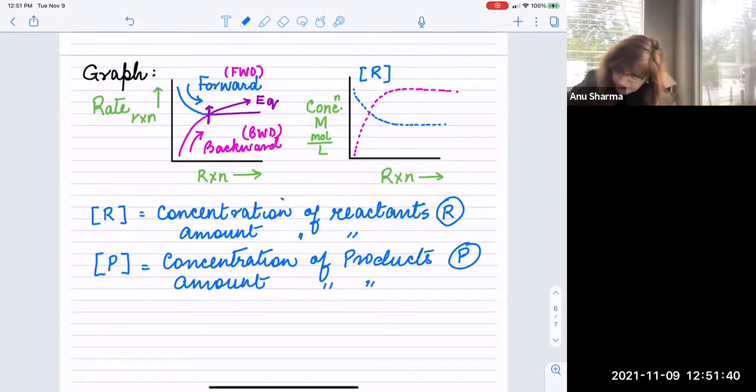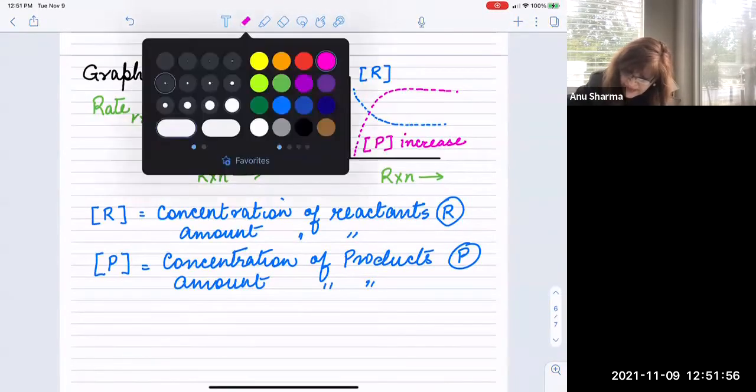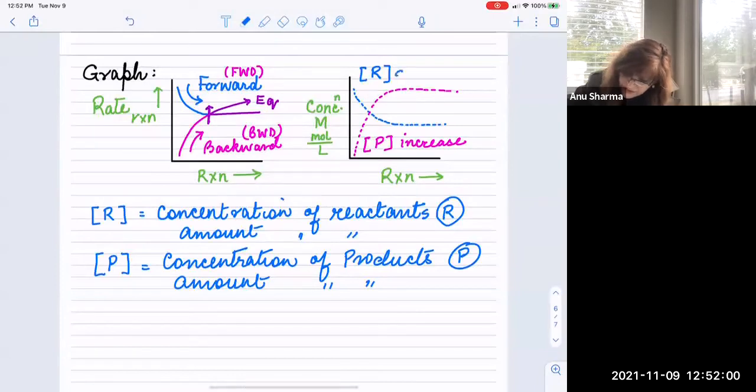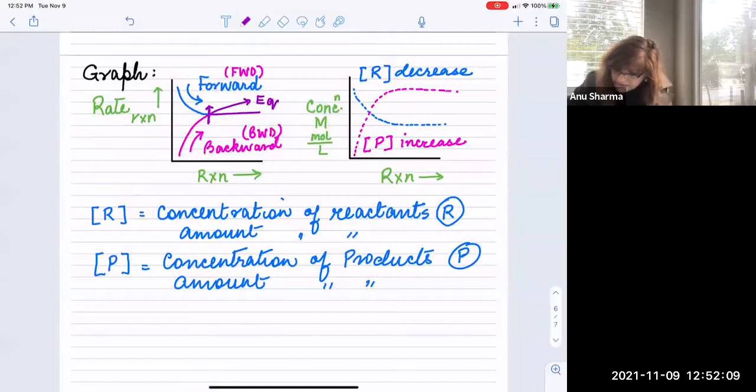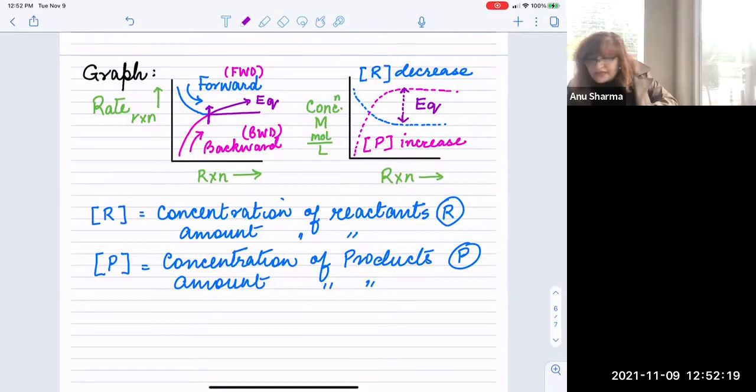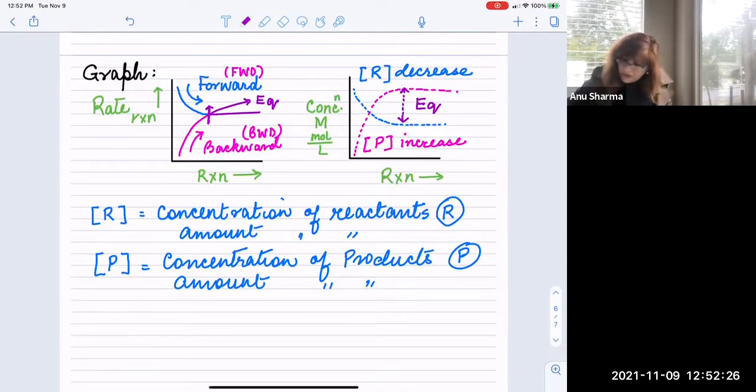Now here is the concentration of the products. The concentration of the products should increase, and the concentration of the reactants should decrease. This is what we desire. But at a certain point their concentrations become equal, and that is the situation where the equilibrium has been reached. This is the graphical representation of this. But how do you write this mathematically?